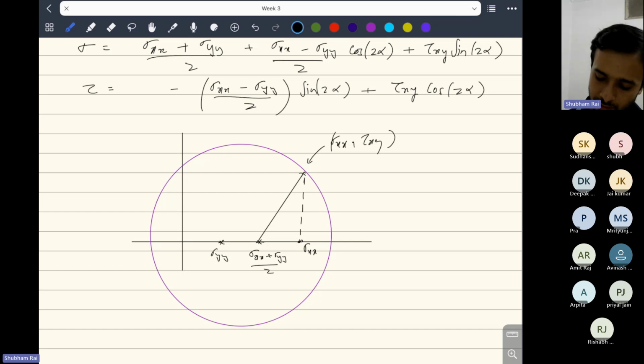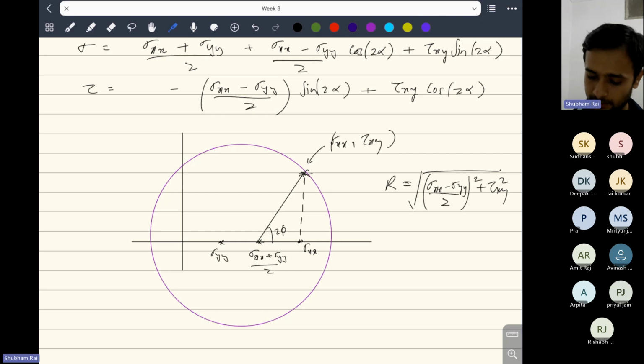So you're taking this as a radius, and the value of this radius will be how much? You can just apply Pythagoras theorem. The value of this radius will be, so this distance plus this distance. This distance will be sigma xx minus sigma yy by 2, and this distance will be tau xy. So applying Pythagoras theorem, it will be sigma xx minus sigma yy by 2 to the whole square plus tau xy to the whole square. We get this radius, and this angle is given by 2 phi.